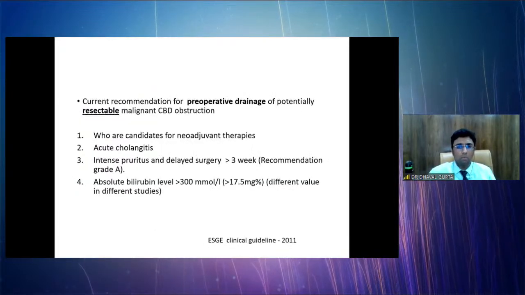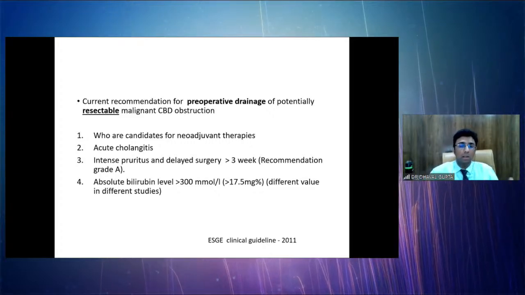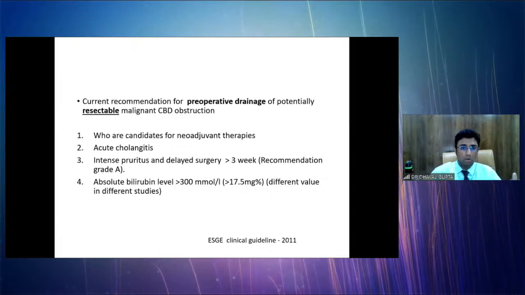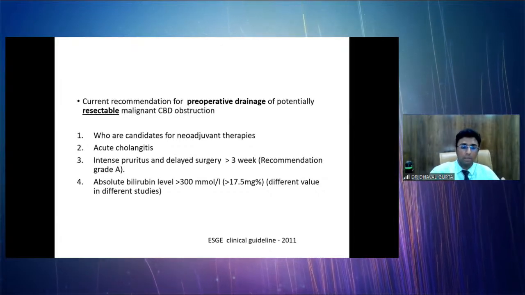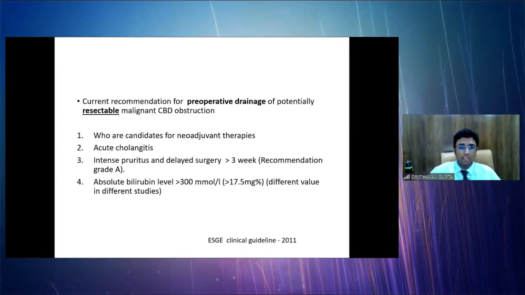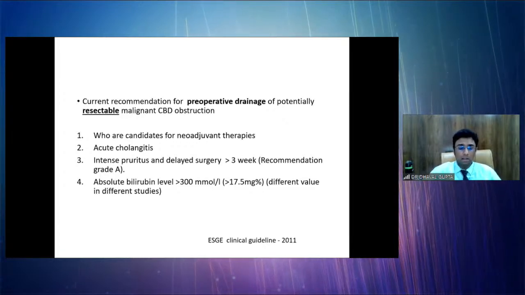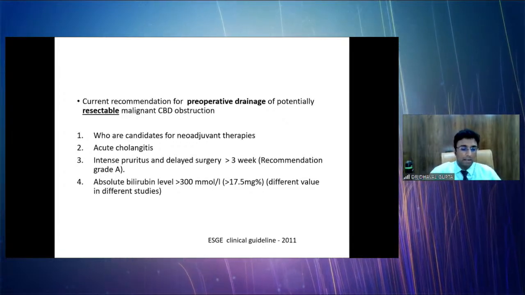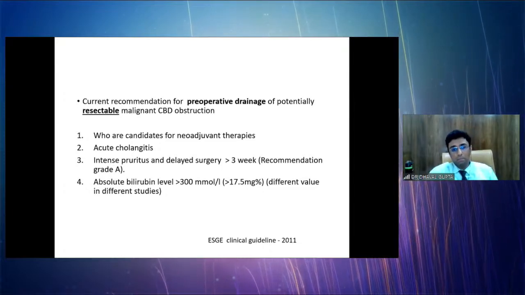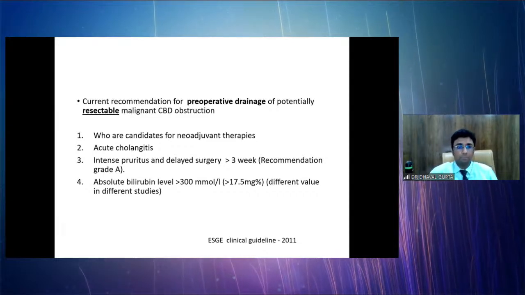For resectable malignant CBD obstruction, the current recommendations for biliary drainage are very limited: for patients who are candidates for neoadjuvant therapy, or who are suffering from cholangitis, or who have intense pruritus, or a delay in surgery of more than 3 weeks. There are also different bilirubin criteria in different studies. Most studies have recommended a bilirubin of more than 300 or more than 17.5 milligram percent.